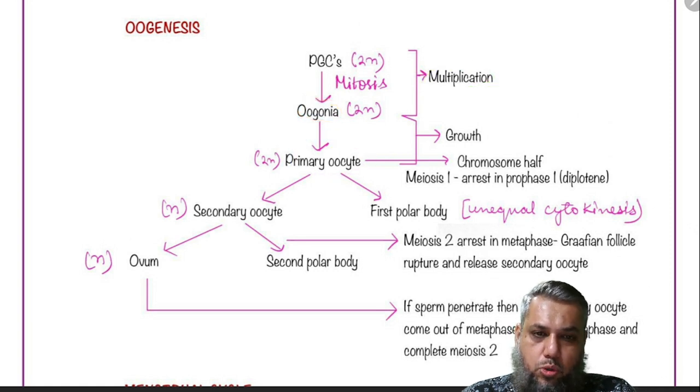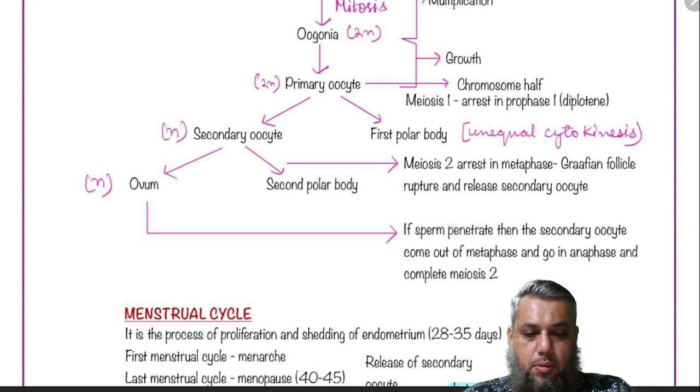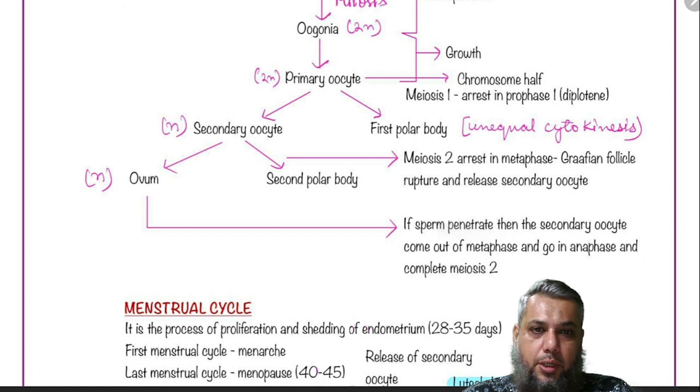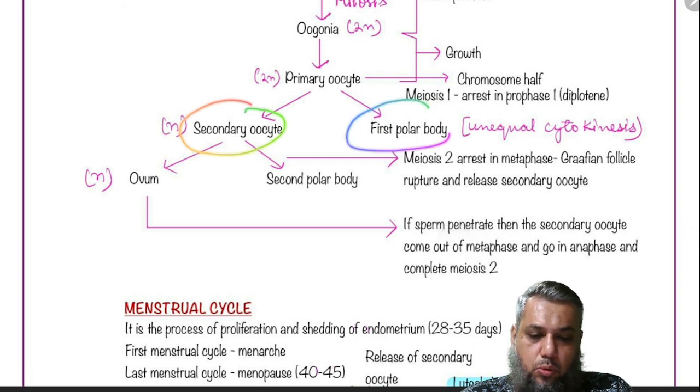And these primary oocytes, they begin their meiosis 1 but they get arrested at the prophase 1 of meiosis 1. And by this time, the girl child is born. Okay, so when the girl child is born, she shows the presence of primary oocyte. When she reaches the age of sexual maturity, that is called puberty, this primary oocyte completes its meiosis 1, resulting in the formation of the secondary oocyte and the first polar body.